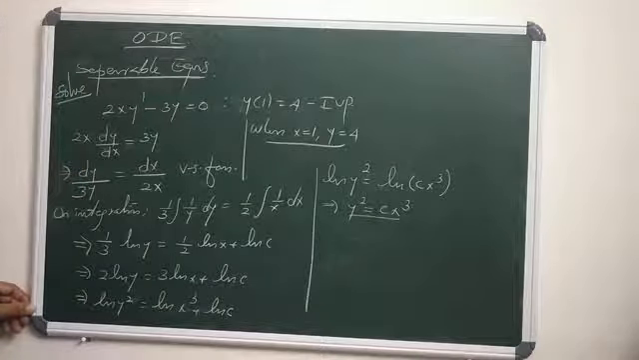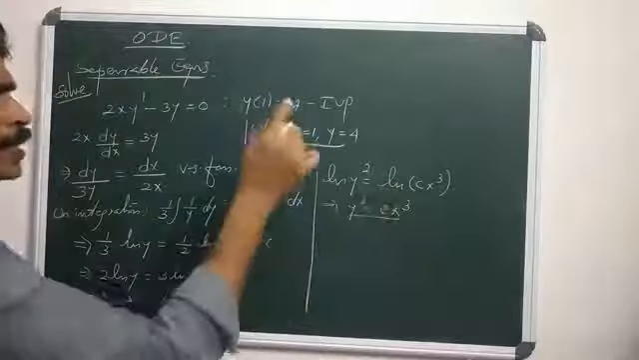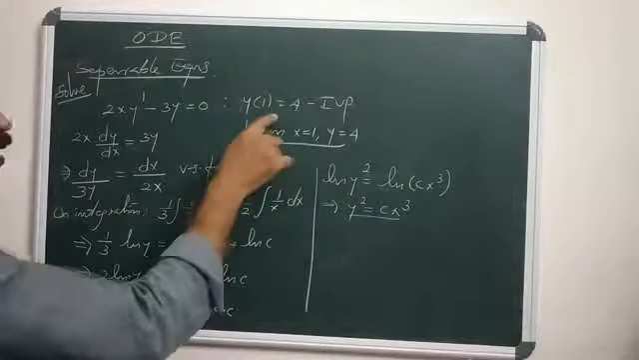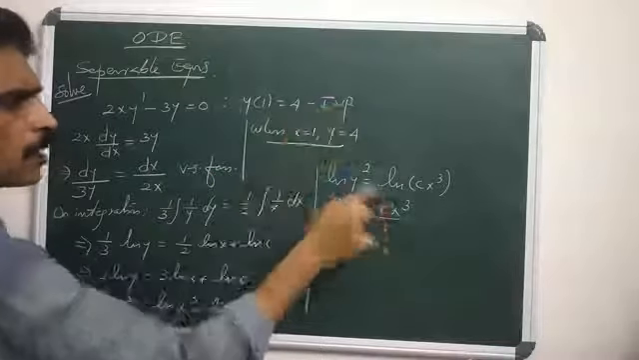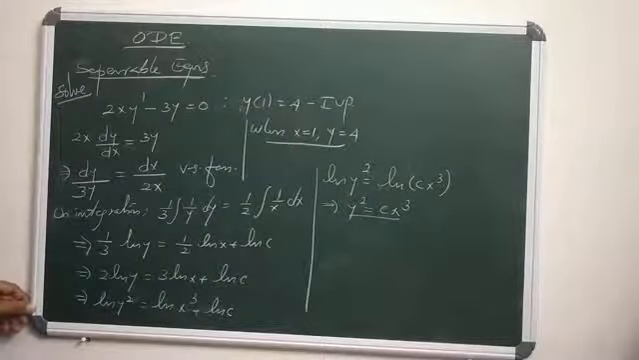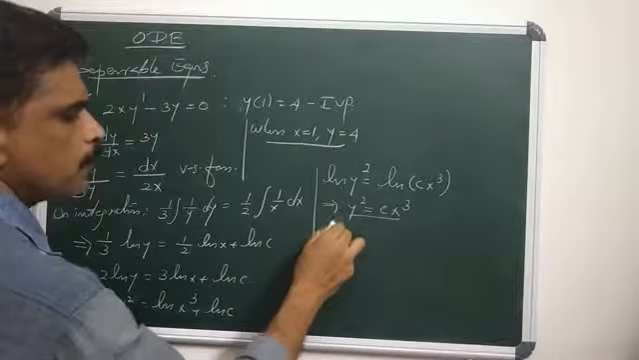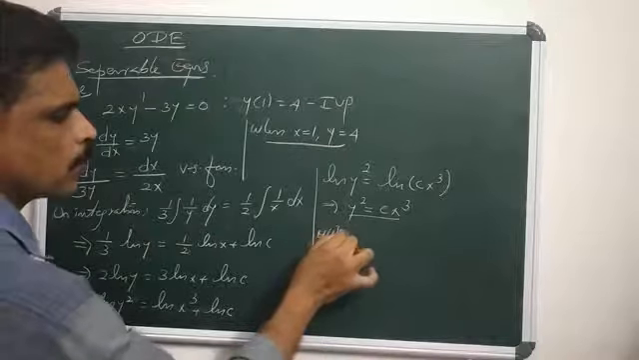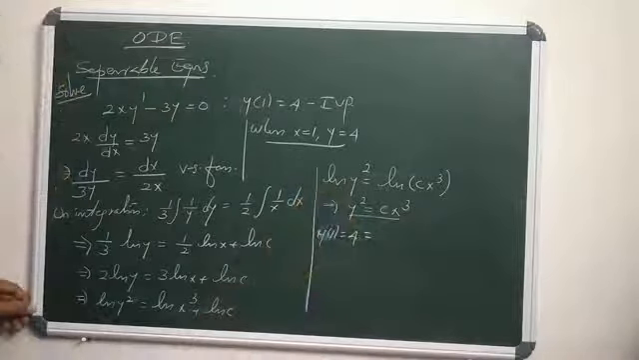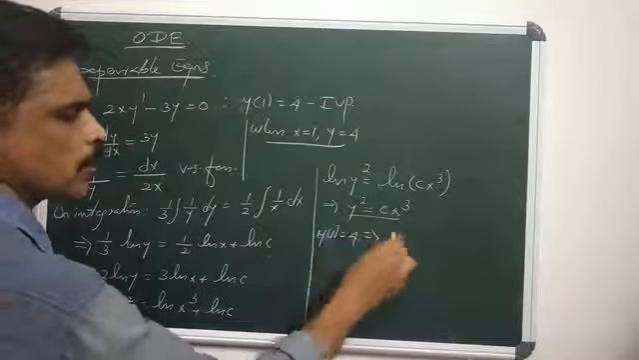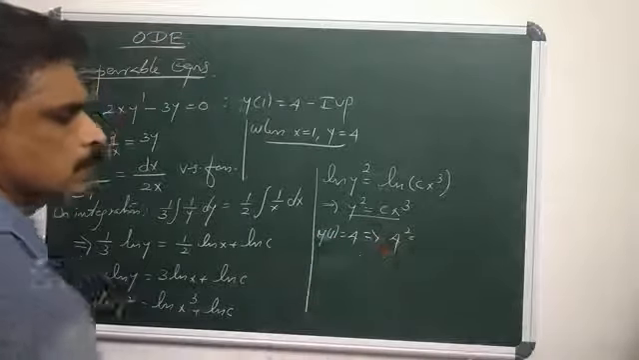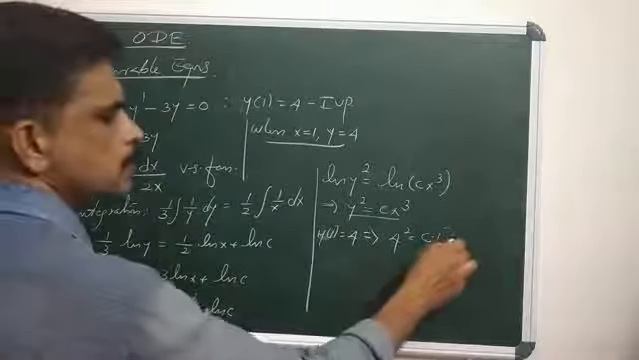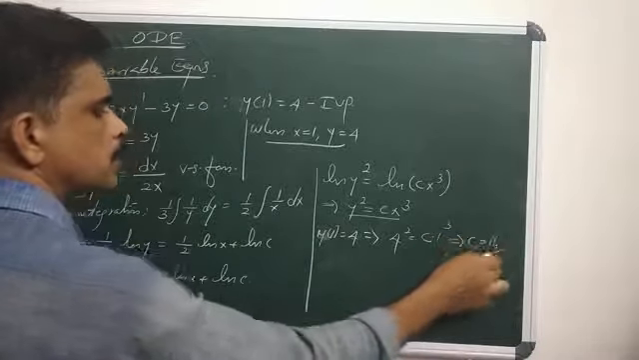Now, the initial condition is given, y(1) equals 4. This condition is given for identifying what c is. When x equals 1, y equals 4. So 4 square equals c into x cube, and x means 1. So c equals 4 square, that is 16.